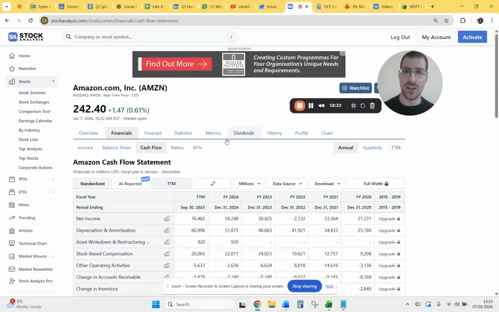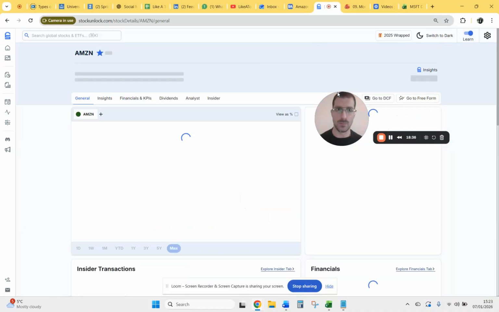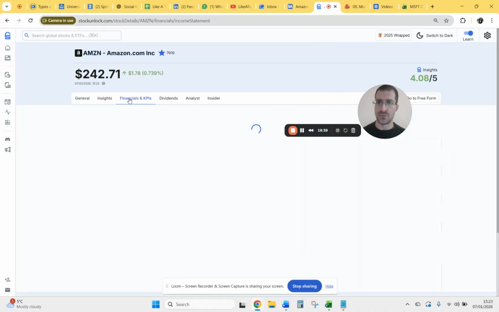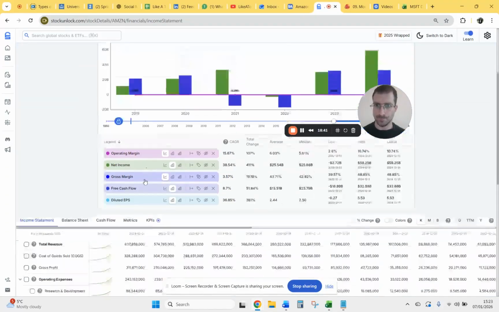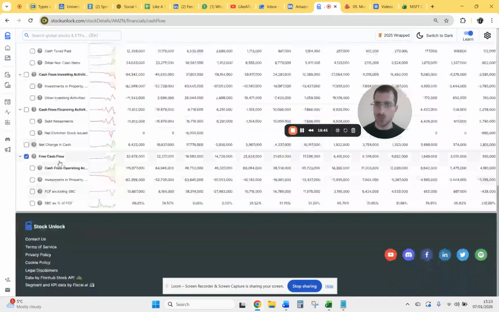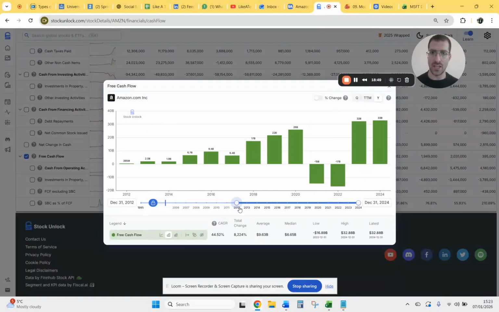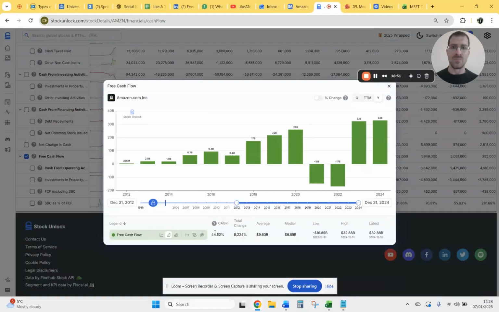And so if I go here to Amazon, let me show you here what I mean. If I go here to the financials, let's go here to the free cash flows, and look what the free cash flows look like going back all the way to 2012. You see what I mean? So it's bumpy, isn't it? And there is a good reason for that.